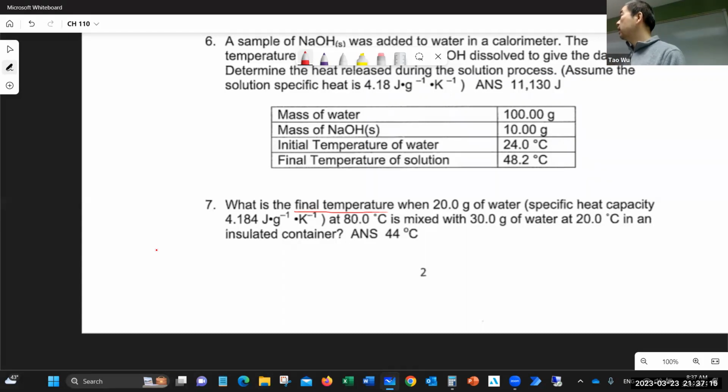I'll give you 2 minutes to set up the equation. You don't have to do the calculation, but please set up the equation. What kind of equation do we need?